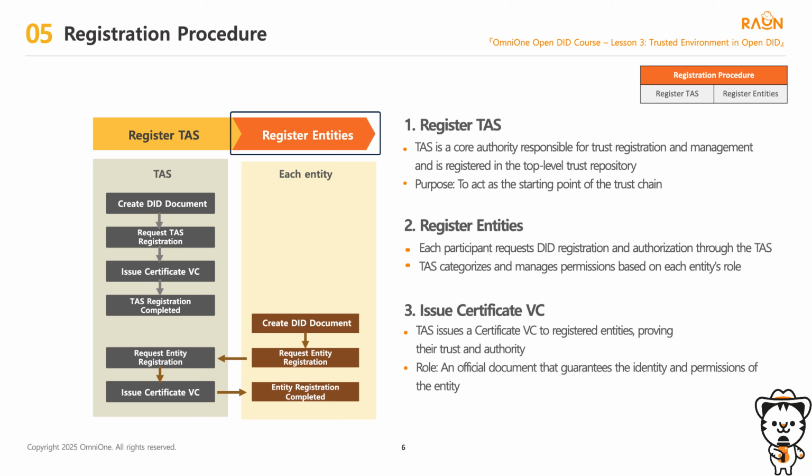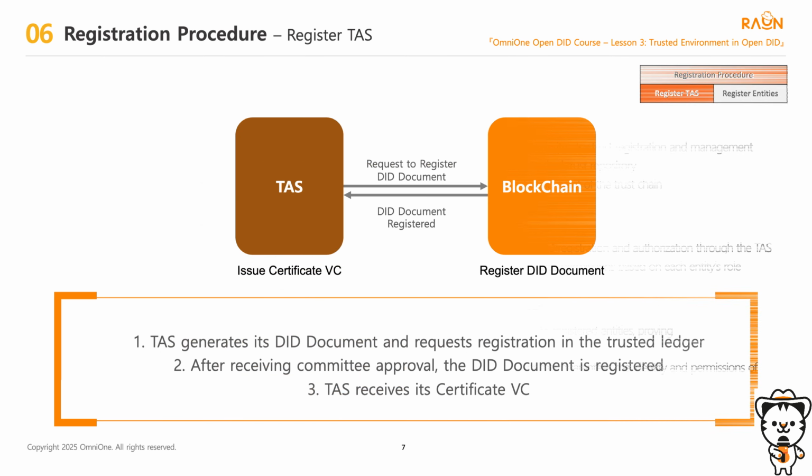Now, let's talk about entity registration. Just like with the TAS, the process starts with each entity like an issuer or verifier generating its own DID document. Then, the entity submits a registration request. This time, the request is sent to the TAS. You might wonder, how can we trust this request? After all, not just anyone should be approved. In this process, we assume that the request has been received through a secure and trusted channel. Once the request is validated, the TAS issues a certificate VC for that entity. And that completes the entity registration process.